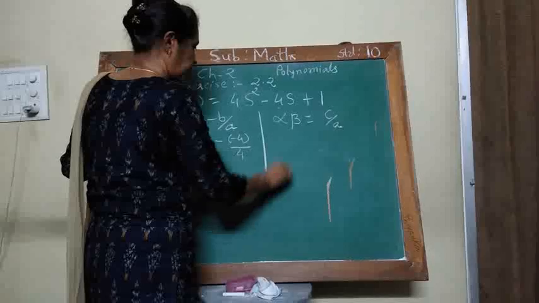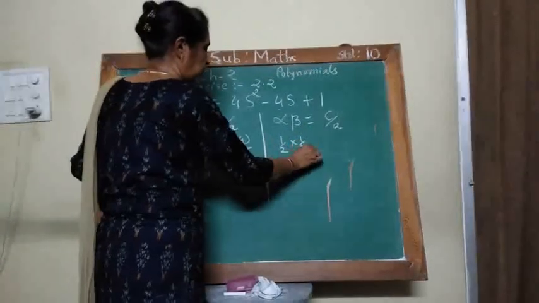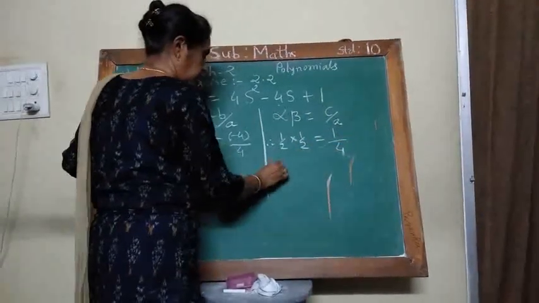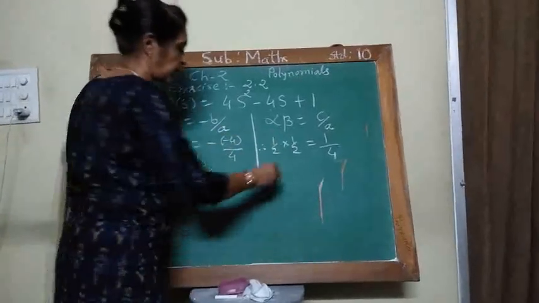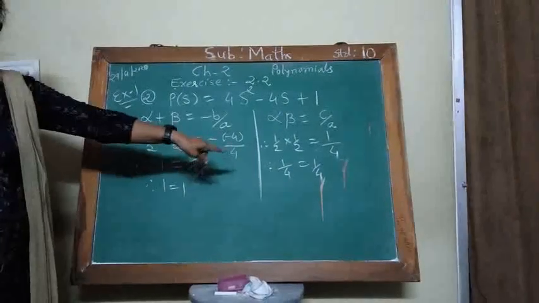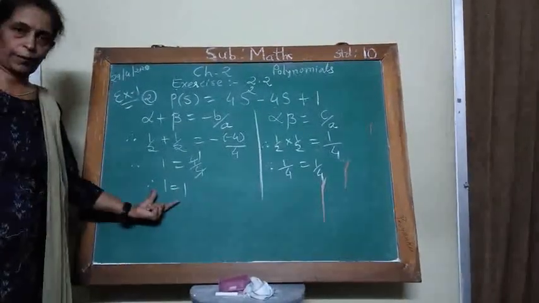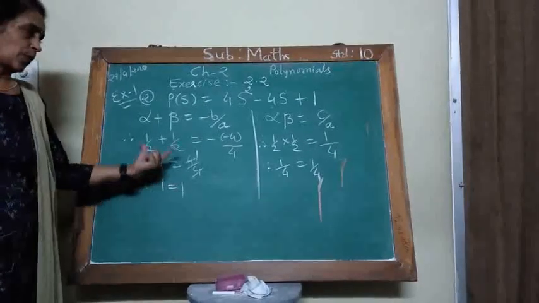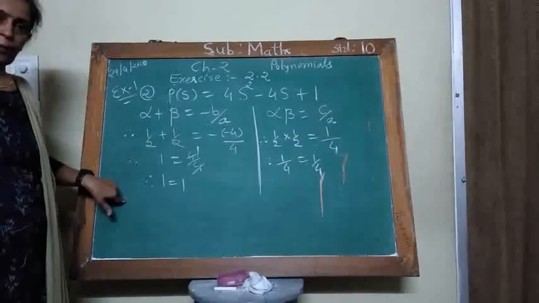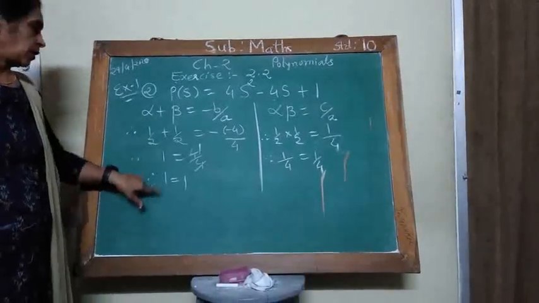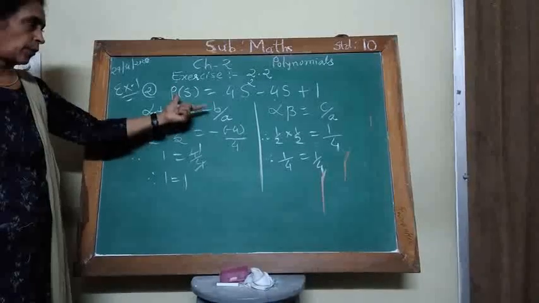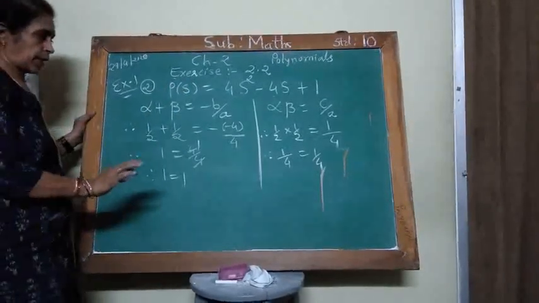Here also, if you put 1 upon 2, 1 upon 2, C means 1, A means 4, 1 into 1 is 1, 2 into 2 is 4. So here also I get left hand side and right hand side equal. Here also left hand side and right hand side equal. So we are correct now. And thus we can say that the relation of zeros with coefficients of the polynomial is verified. Clear?